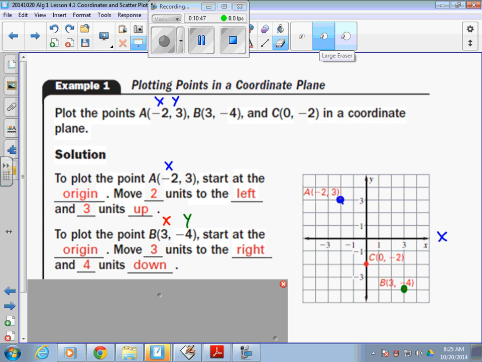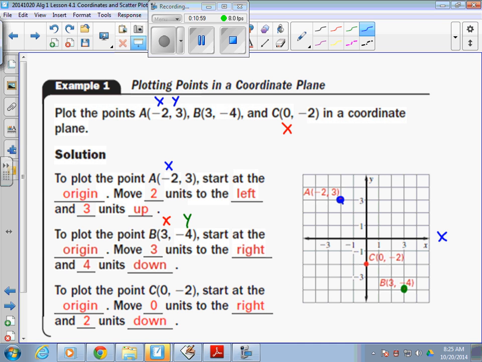And then the last one, (0, -2). Notice its x value is 0. That means you don't go left or right at all. But negative 2 tells you to go down 2 times. Since its y value is negative 2, you go down 2 times, and that's where that point comes from.